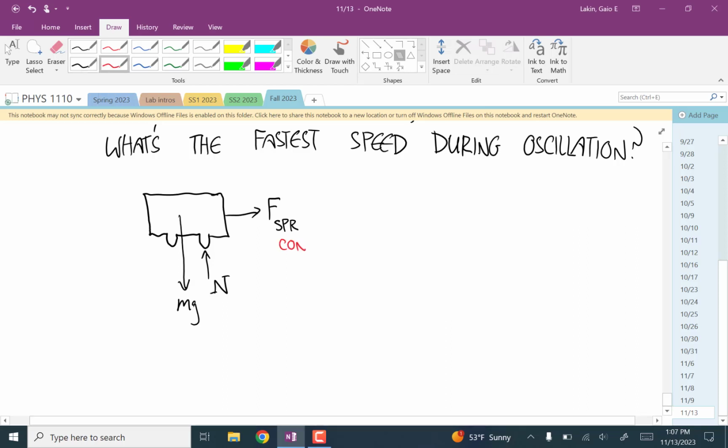This one is conservative. We have a potential energy function for the spring, so that's fine. Gravity is conservative, so that's fine. The normal force is non-conservative, but the work is equal to 0, so that one's fine too. Okay. So now we know we can start filling out the table with the two different instants.